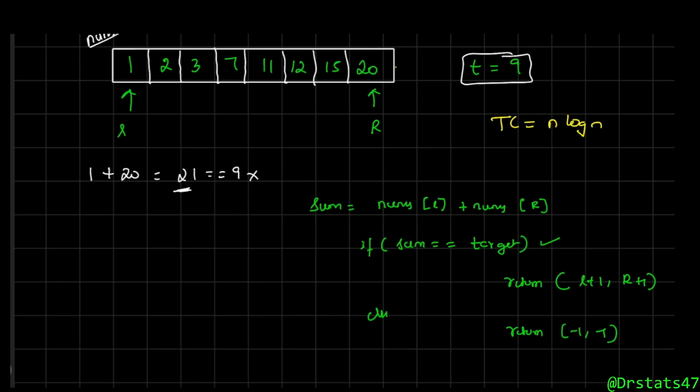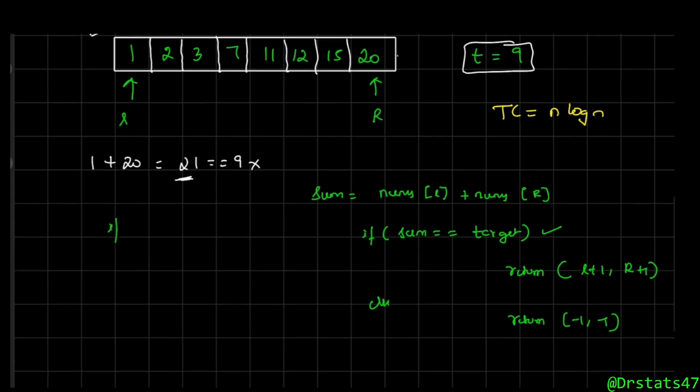So what would be the condition? There should be a condition to move the left and right pointers. So the condition is, if the sum is greater than the target, right? Yes, 21 is greater than 9. Obviously we have to move the right pointer, else we have to move the left pointer. That's the basic intuition of this problem.